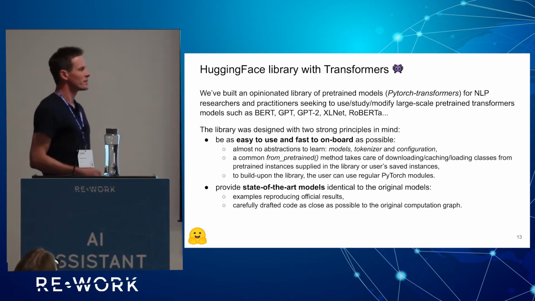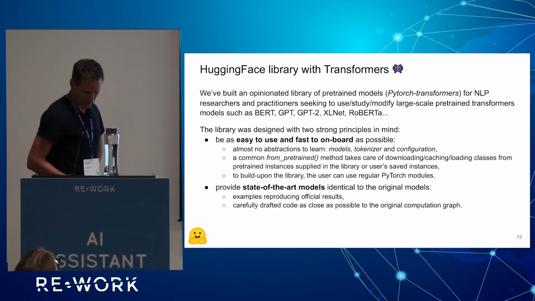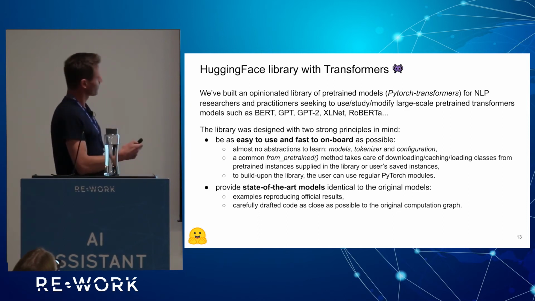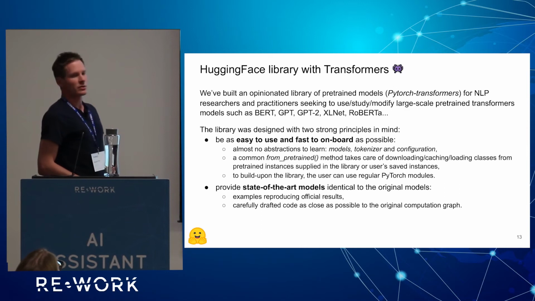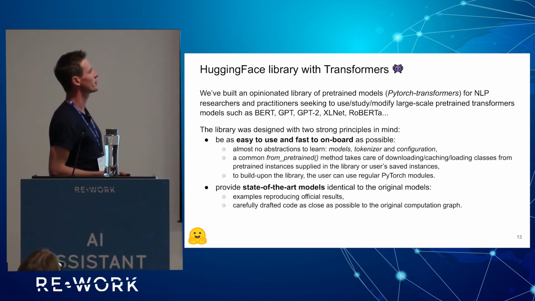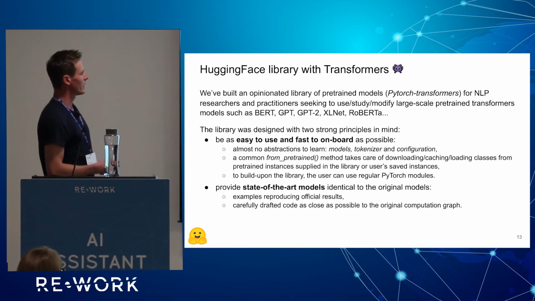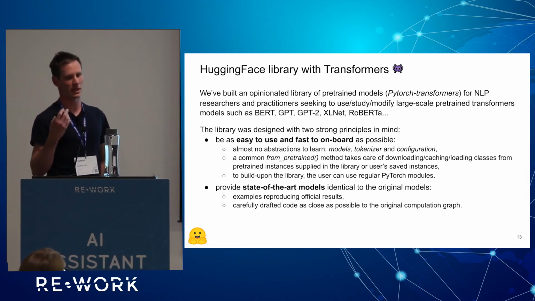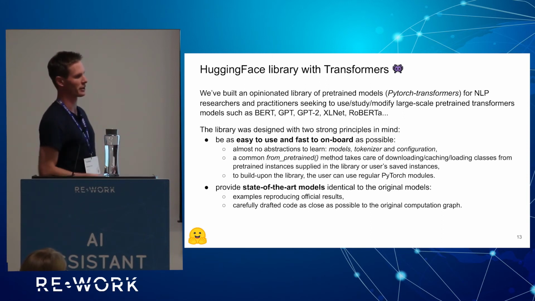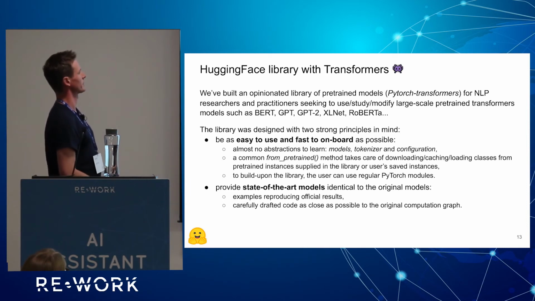It was designed with two strong principles in mind. The first one is to be as easy to use and as fast to onboard as possible. So it was made initially for researchers, but there are actually a lot of practitioners who use it because it's very easy. You just instantiate a tokenizer, which will convert words into indices, and then the model, which takes the indices and outputs these hidden state vectors. So no abstraction to learn. And there is a simple from_pretrained method that will basically download the models that were pre-trained by Google or Facebook or OpenAI, depending on which model you are using, and take care of doing all of this.